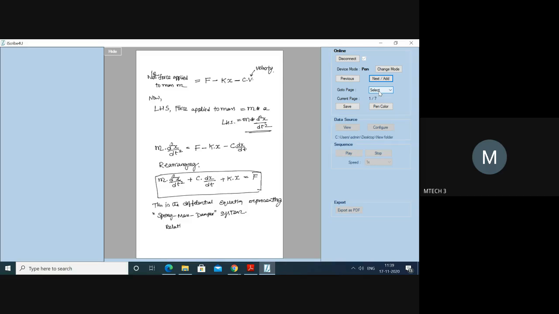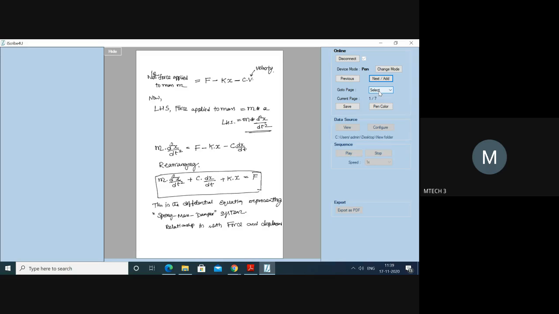Relationship is with force and displacement. Yes or no? Displacement. Okay. Is it a single degree of first order differential equation or second order differential equation? Second order. Okay, it is a second order differential equation.